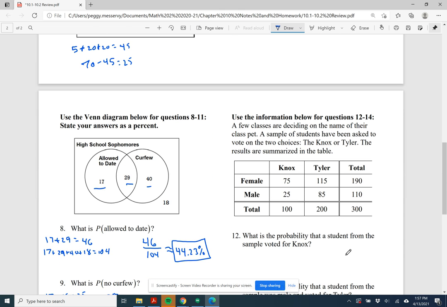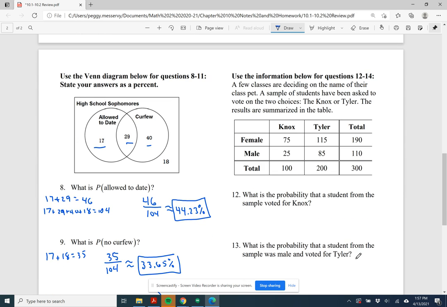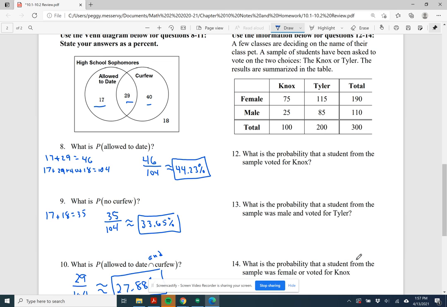All right, use the information below for questions 12 through 14. A few classes are deciding on the name of their class pet. A sample of students have been asked to vote on the two choices, Knox or Tyler. Results are summarized in the table. Notice the table is completely filled out for us. We don't have to fill anything out. We do want to answer the 4 questions, though.